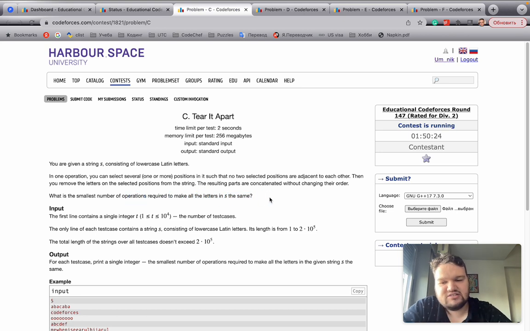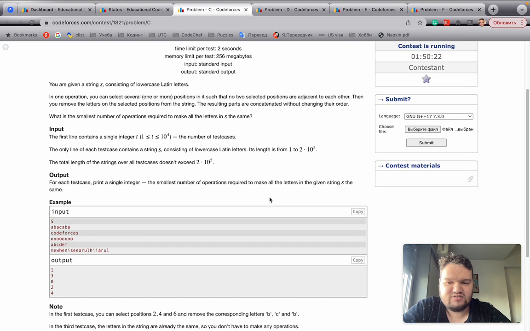So if we fix the letter that we want to get in the end, then we don't have to remove any letters that are equal to it, but we have to remove everything else, and so we will have segments of consecutive letters that we have to remove. They are independent, and we can do them in parallel, so we need to calculate the answer for every such segment and take the maximum of them.